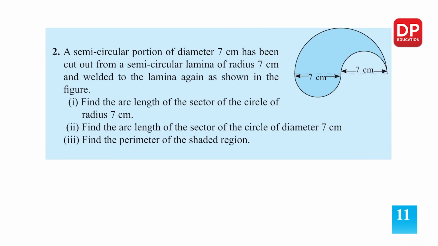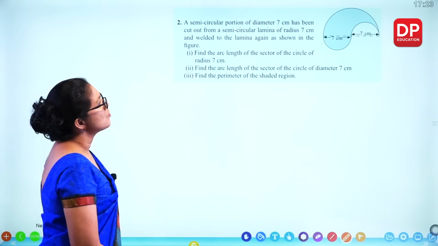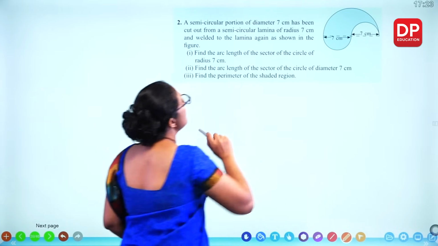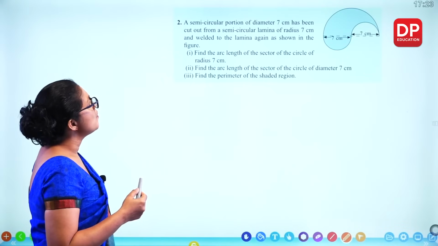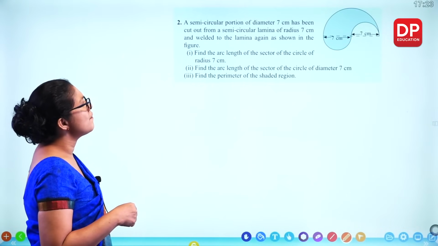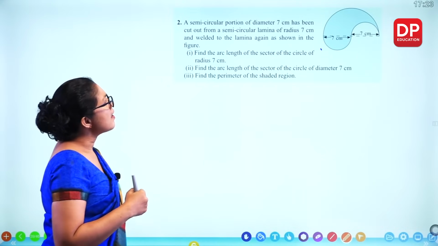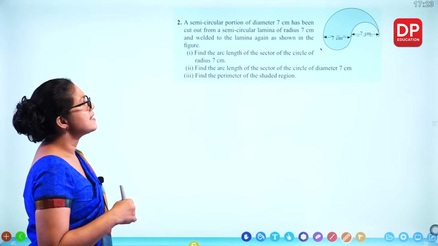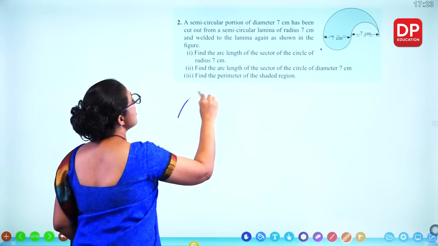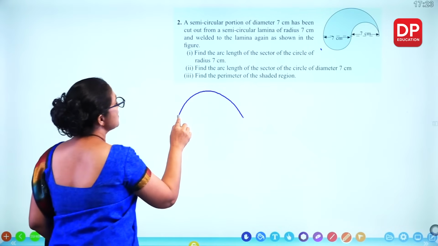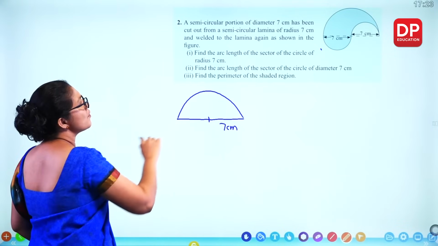Now we'll look at the second question. It says a semicircular portion of diameter 7 has been cut out from a semicircular lamina of radius 7 and welded to the lamina again as shown in the figure. So this part is cut out and pasted here. Find the arc length of the sector of the circle of radius 7 centimeters. That means they are asking about the bigger semicircle. Here the radius is 7 and you are asked to find the arc length.